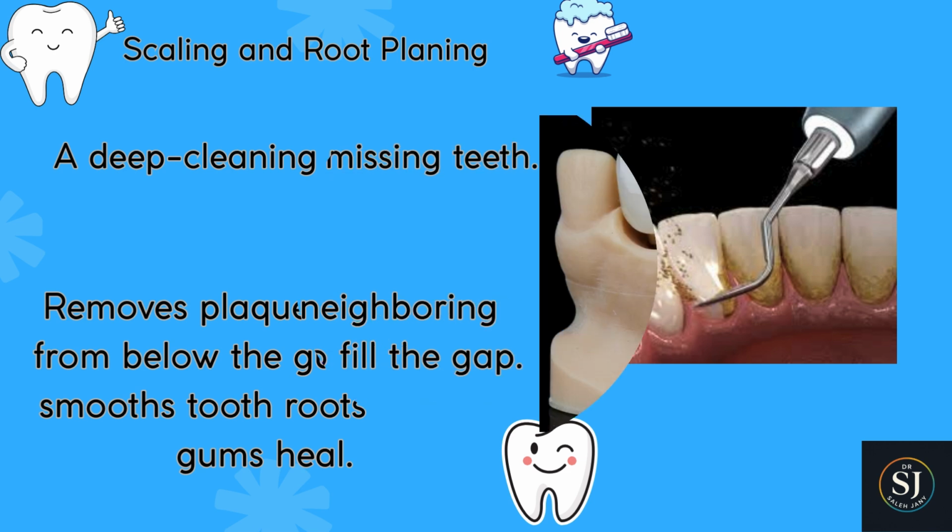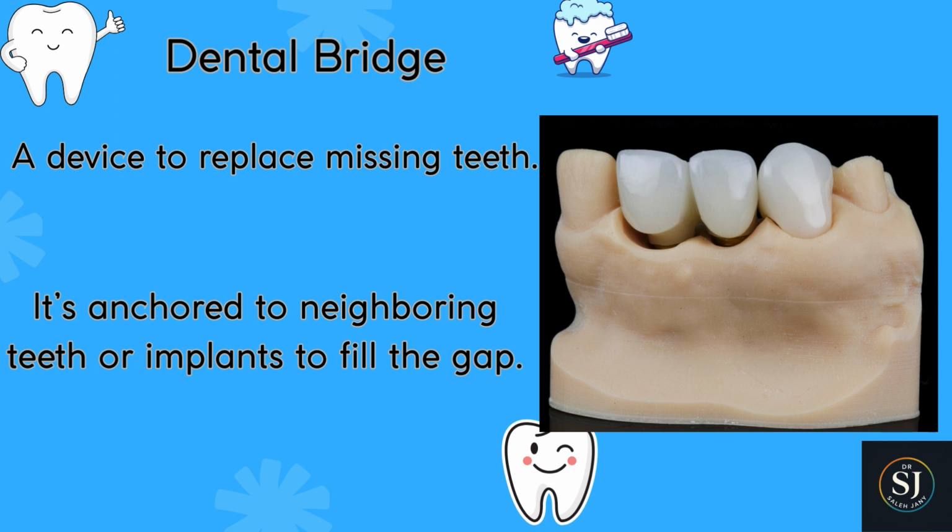23. Dental bridge. What it means? A device to replace missing teeth. Explanation: it's anchored to neighboring teeth or implants to fill the gap.